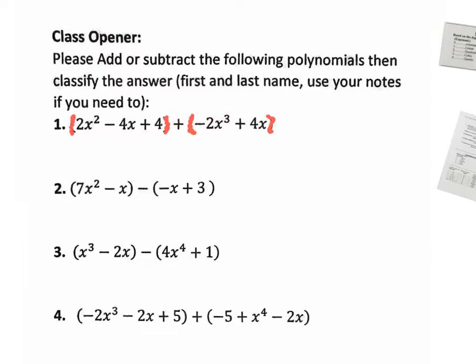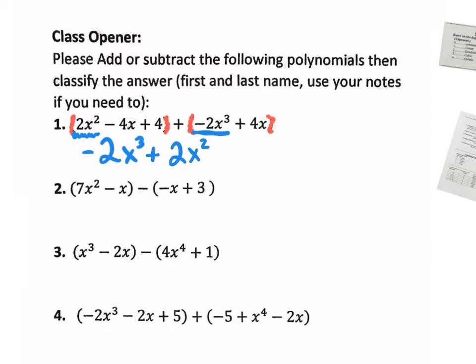Is there anything I could combine the negative 2x to the third with? And the answer is no. You can't combine it with anything, so that's going to be the first part of your answer, negative 2x to the third. And then you go for your next highest exponent, which happens to be over here, 2x squared. And is there anything to combine the 2x squared with? There are no other 2x squareds, so you're just going to bring that down. And that is a positive 2x squared.